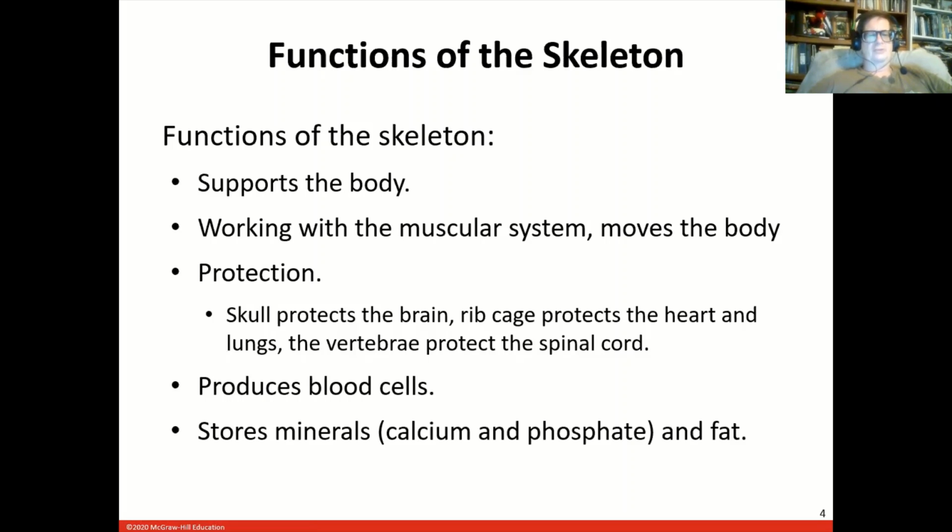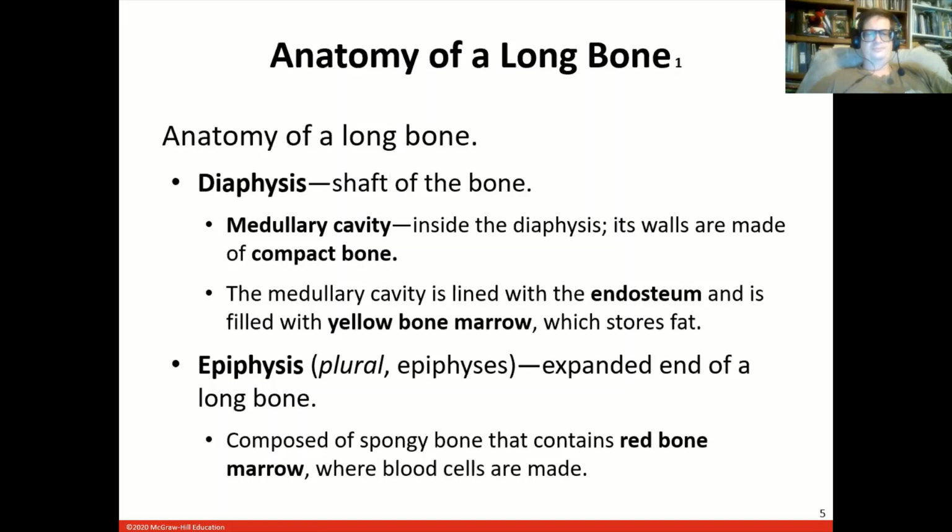So another job of the bones. The bones are also a place that you store minerals and fat. The yellow bone marrow is actually full of fat. All right, let's move on.